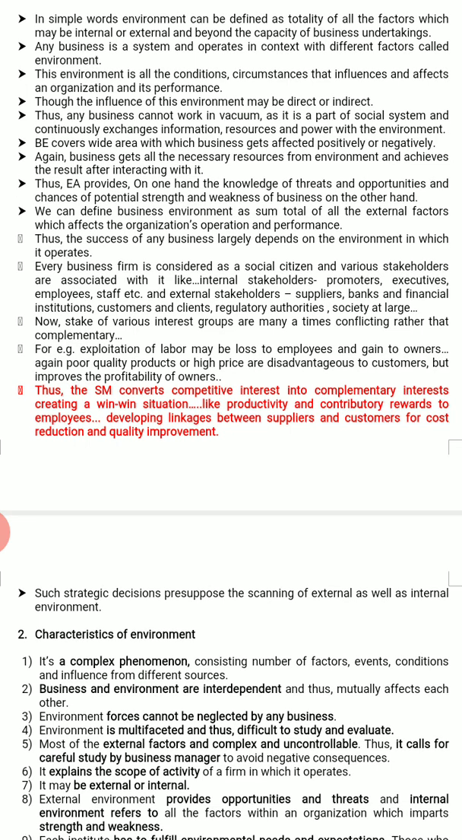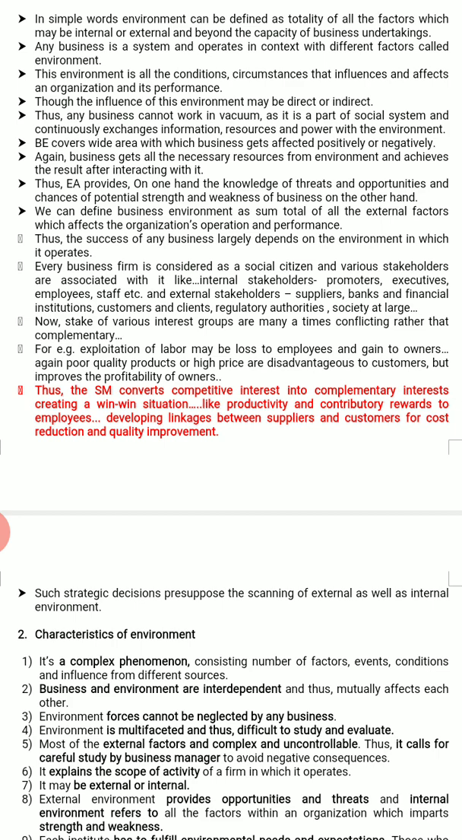Thus business environment is the study of such an environment, which is wide in nature and by which a business gets highly affected positively or negatively. Again, the business gets all the necessary resources from the environment and achieves results after interacting with it. So a business interacts with the environment, right? And after the interaction, it achieves the results. It may be positive or negative, but to achieve the maximum positive result, a positive environmental analysis is a must.